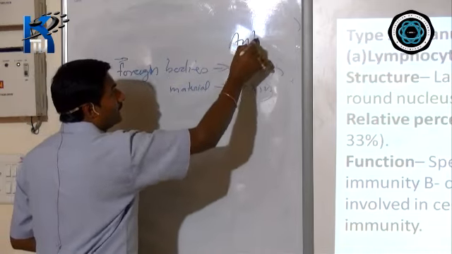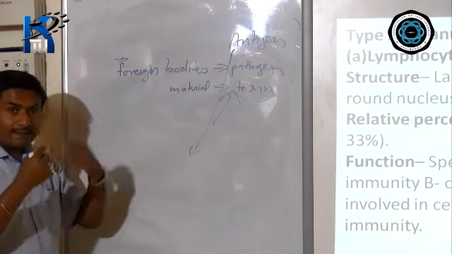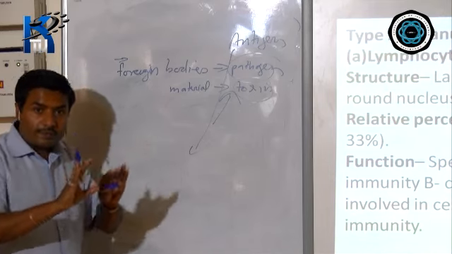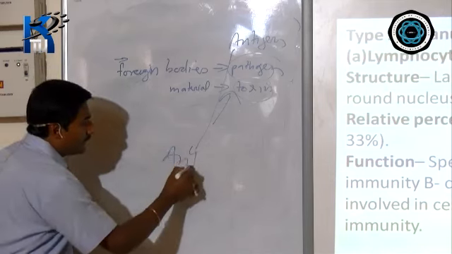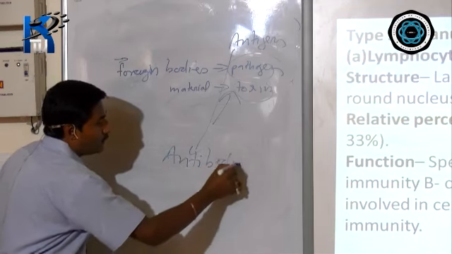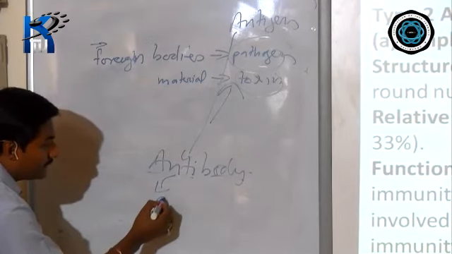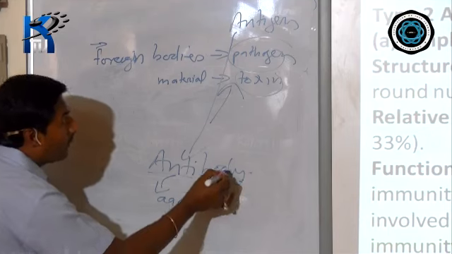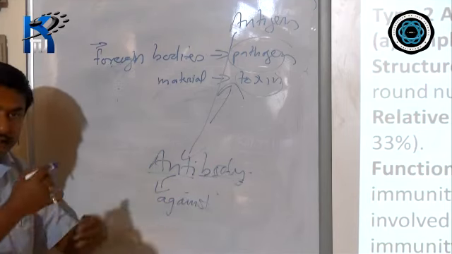Against this antigen, you respond. So the body has to resist, the body has to stop it. What the body produces against that material, you use the term antibody. Anti means against. Against what? Body. Out here body means the foreign bodies, the foreign material. That is called antibody.